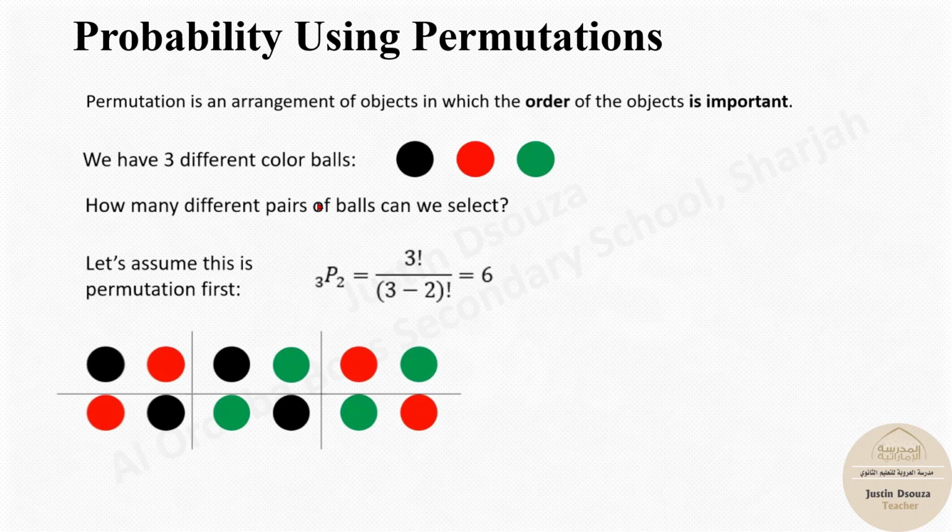Now this was a simple one because we're just taking pairs. But what if the sample space is huge, in the sense there may be 20 balls and we are taking three at a time? It's going to be a lot of possibilities, isn't it? We can formulate this by a simple formula, nPr or 3P2, which is given by 3 factorial divided by (3 minus 2) factorial, equals 6. I will show you how to do that.